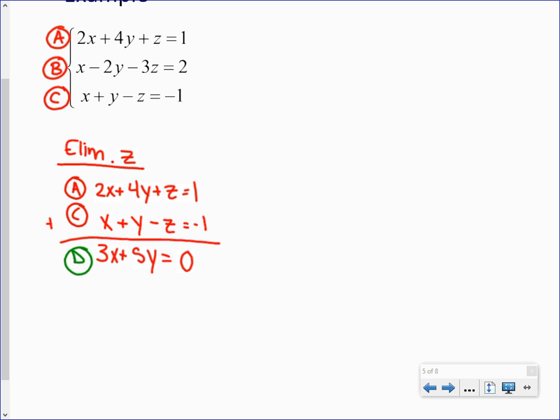A times 3. Then it will be positive 3z, and B would be a negative 3z. So I'm going to do A times 3 and B.